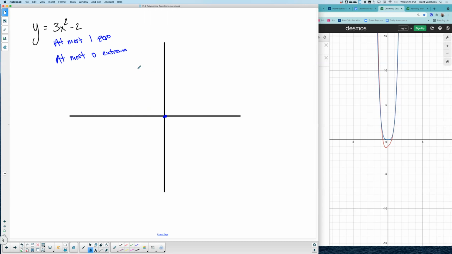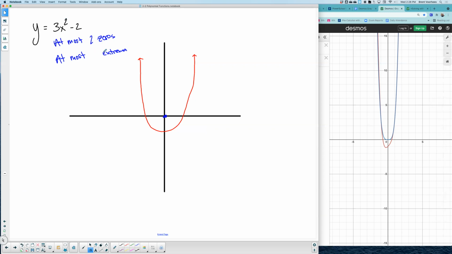A parabola. So now I'm looking at a parabola that's been shifted down 2 units. At most, how many zeros could this graph have? Why 2? Because that's the highest power. There's only 2 x's at work here. So the highest power is 2, so at most 2 zeros.